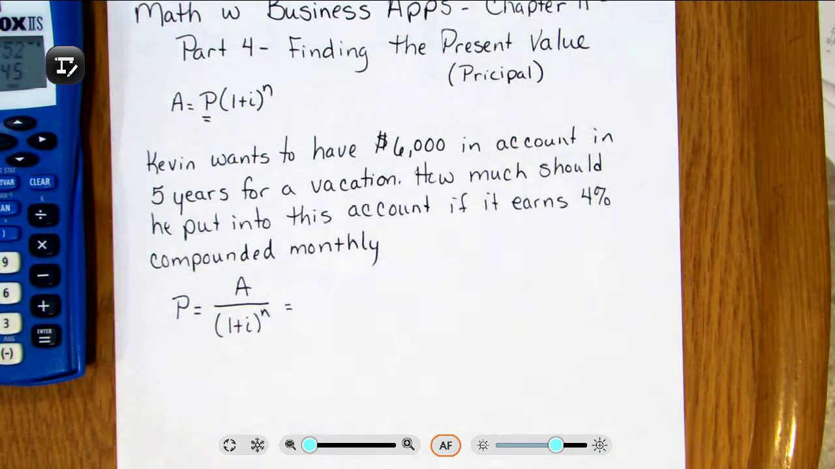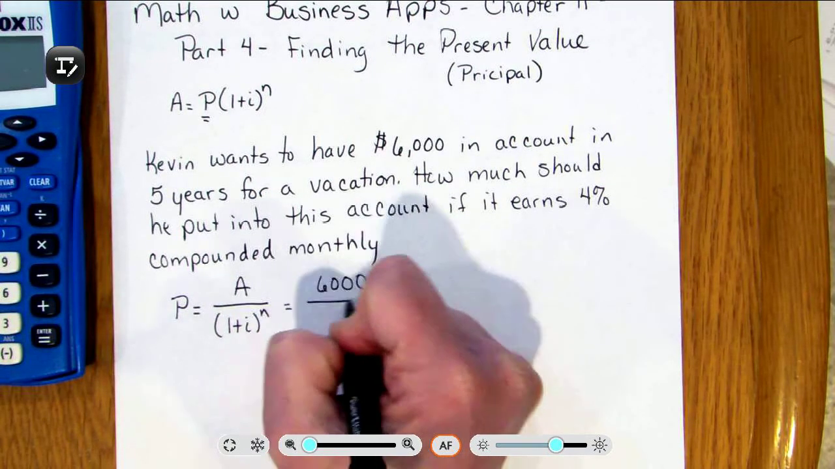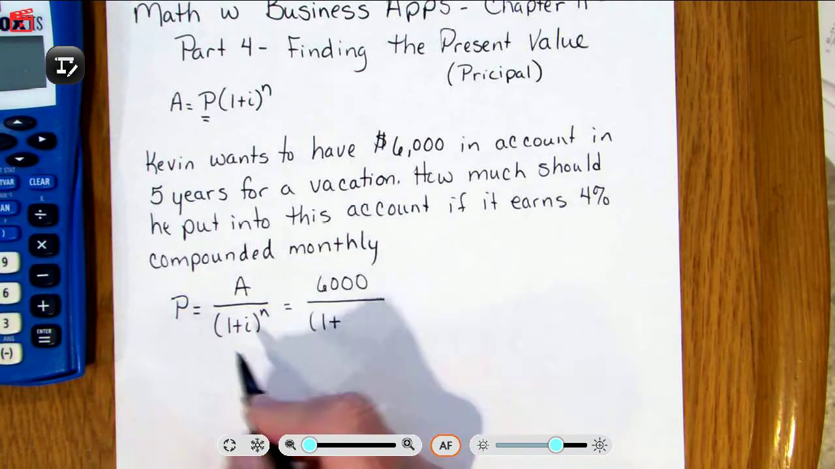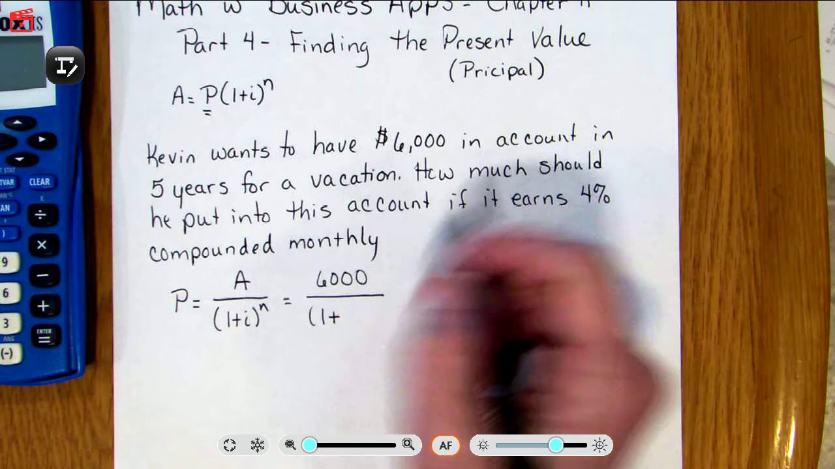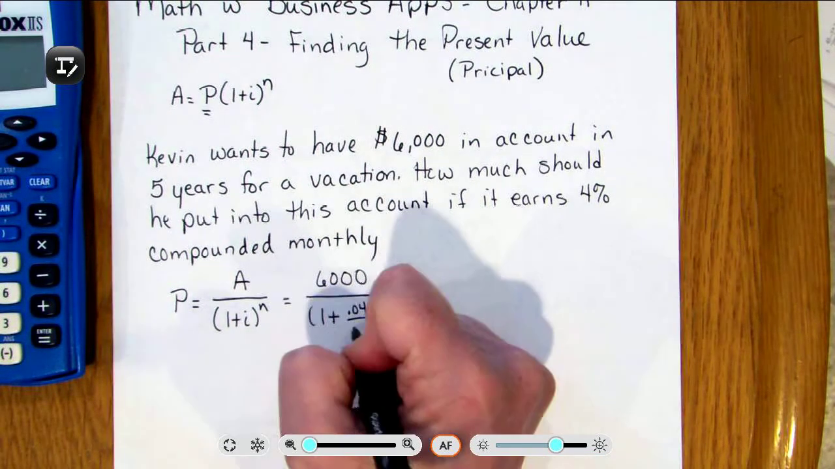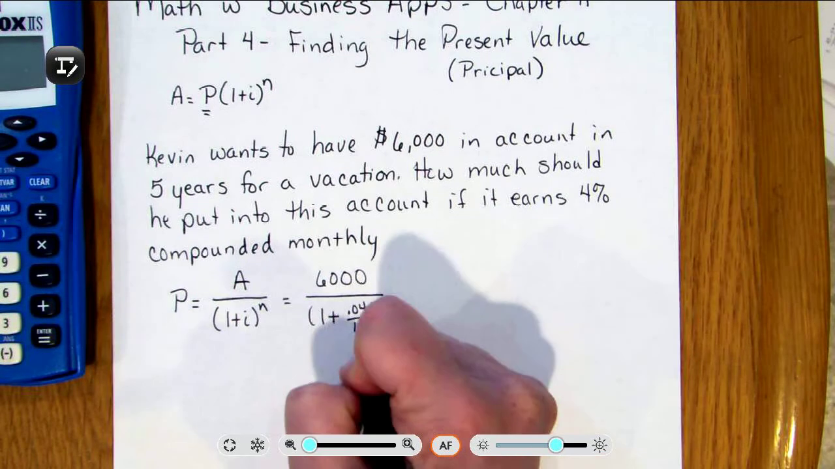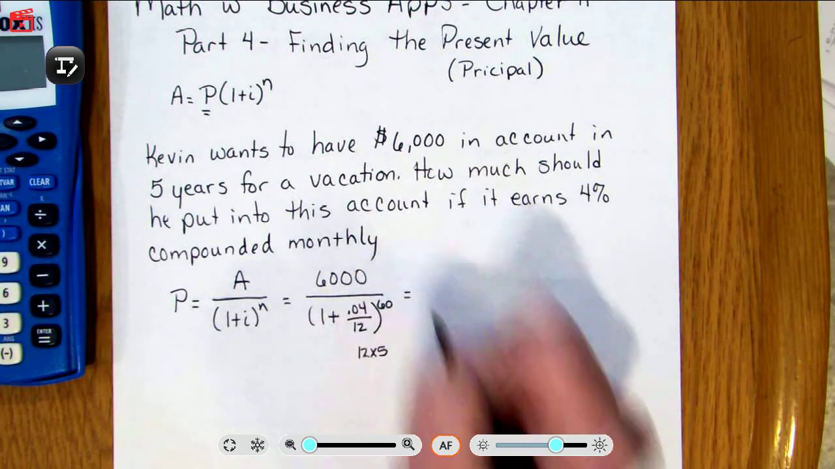So the $6,000, that's the amount in the account after time has gone by. So that's going to be my $6,000. We're going to divide by, again, that 1 plus I, which is my period rate. My period rate is going to be that 4% divided up into monthly pieces. My N is going to be that monthly, so 12 times my 5, that's going to go here.